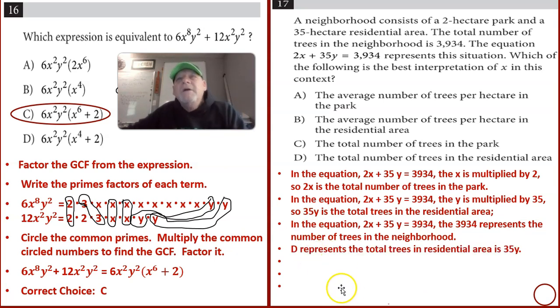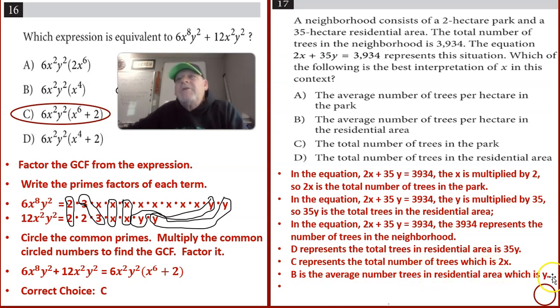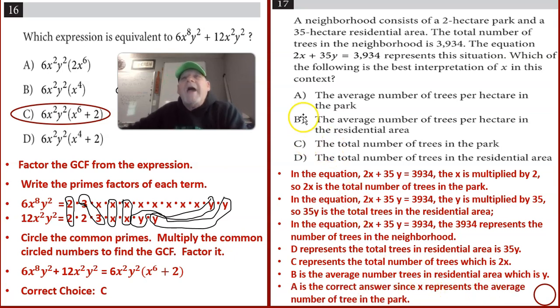So now let's eliminate. D represents the total trees in the residential area, which is 35y. That is not x, which is what it asked. C represents the total number of trees in the park, which is 2x. We don't want 2x. We want to know, what does x represent? B is the average number of trees in the residential area that you call y, and it would be 35y. A is the correct answer since x represents the average number of trees in the park. So A is the correct answer there.